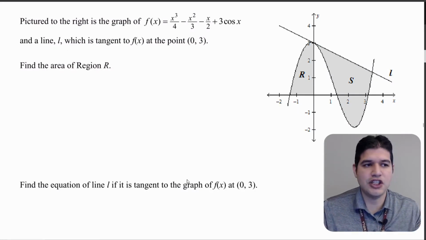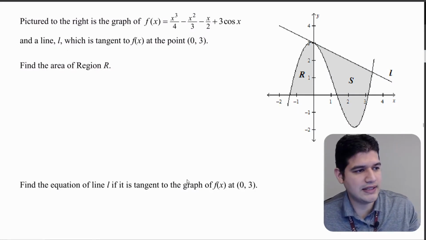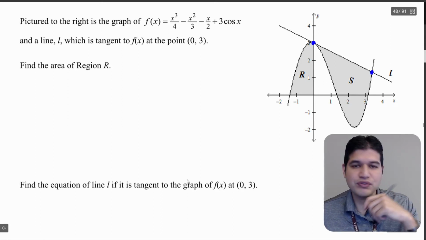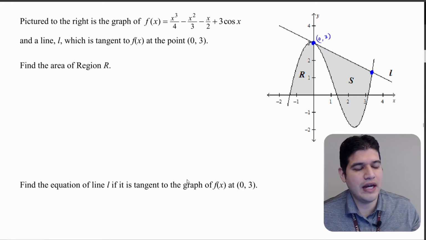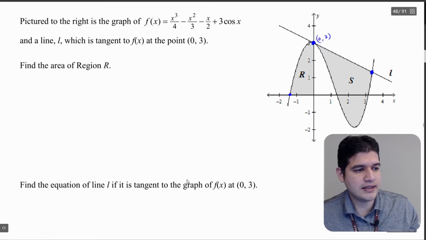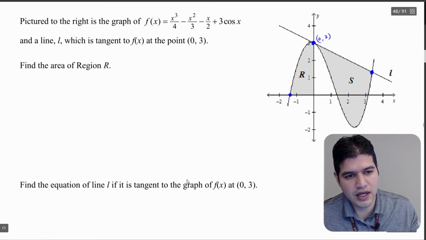So in this question, we're going to be given a graph and we have a tangent line that's going to be going through these. We can see here in the graph that this tangent line has an intersection point. We have two regions here, region R and region S, and we have this point, (0, 3). So the first thing we want to do is find the area of region R, and this is just a simple integral. So we're going to find the integral.